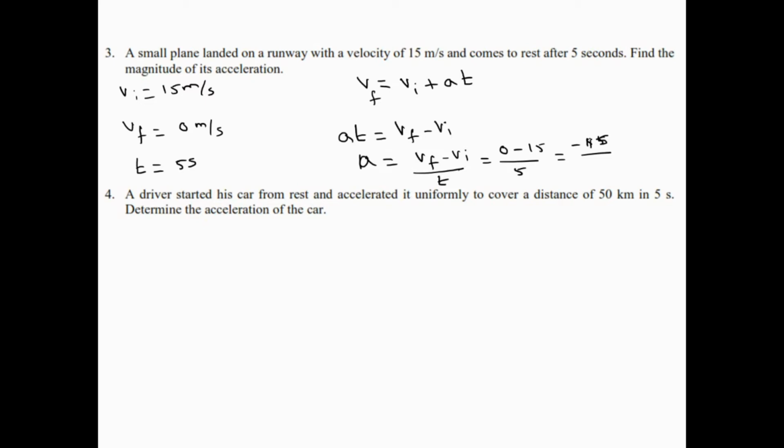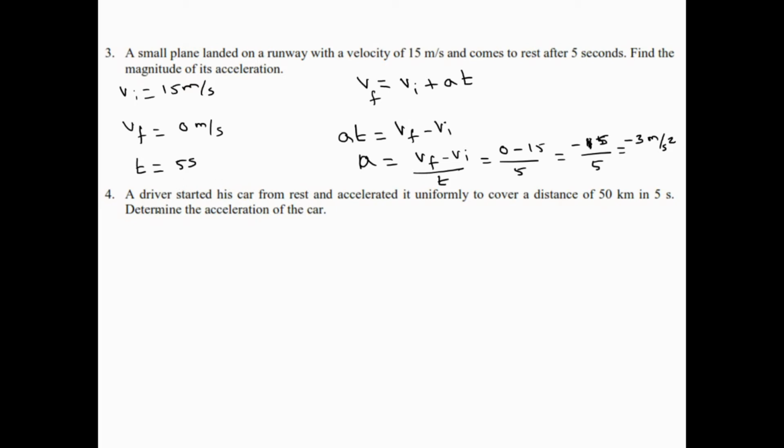divided by 5 gives you the value of minus 3 meter per second square. So this is the answer for the third question.